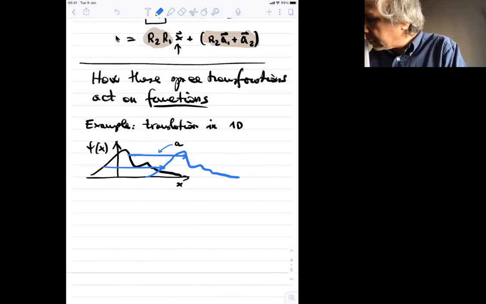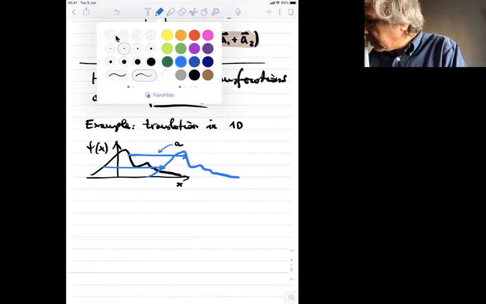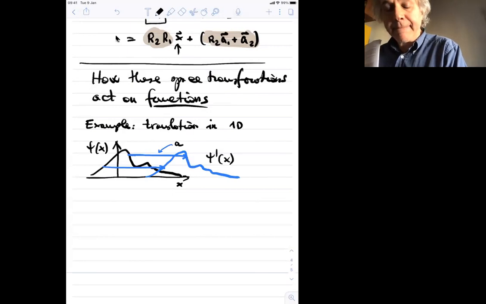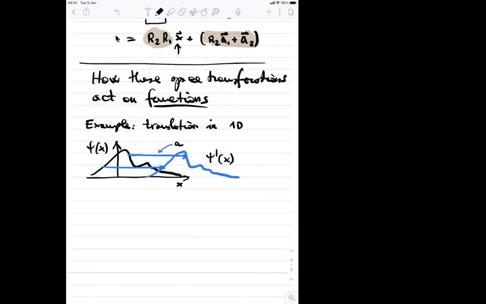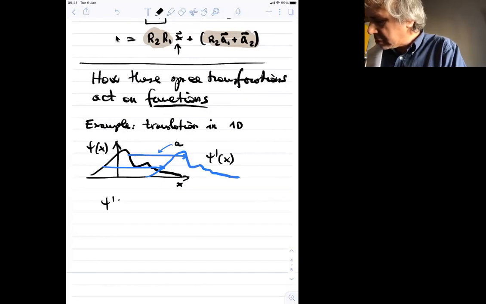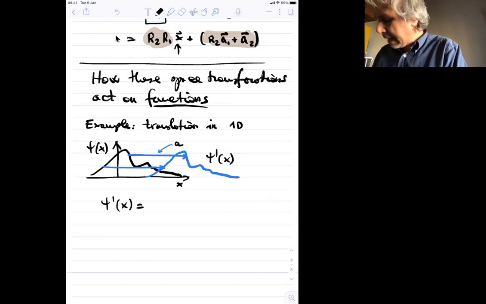Okay, this is a new function. Let me call it psi prime of x. Is it clear or not so far? Yes. Okay. Now I want to know what is the function psi prime of x. Notice it's not a derivative. Psi prime stands for a new function. Psi prime of x. Can you tell me the relationship with psi?